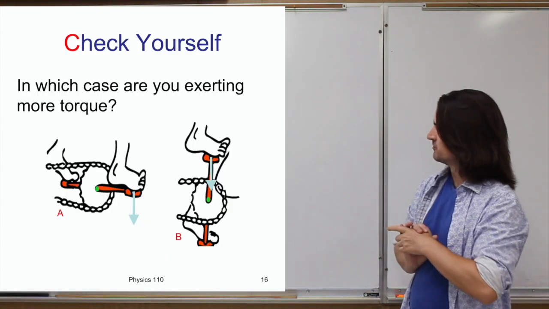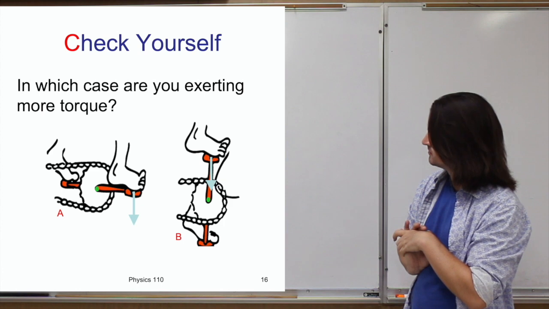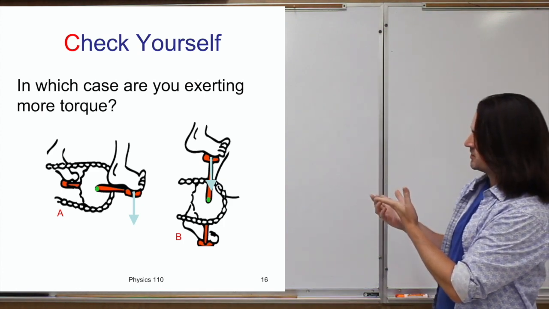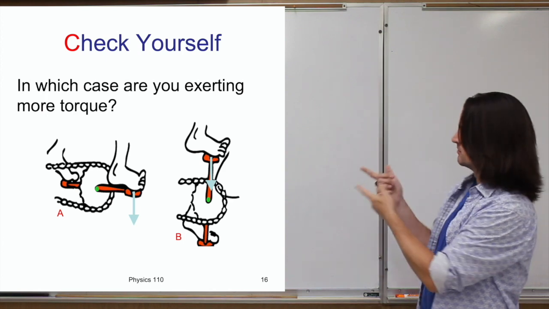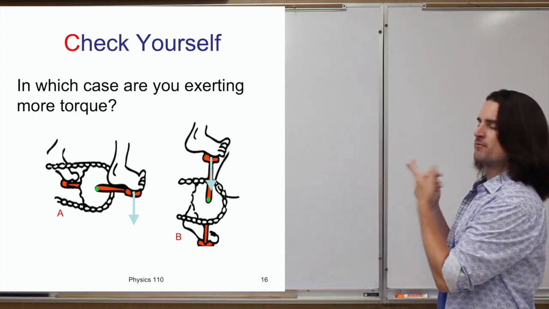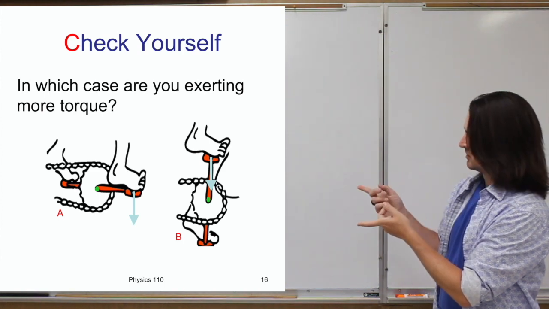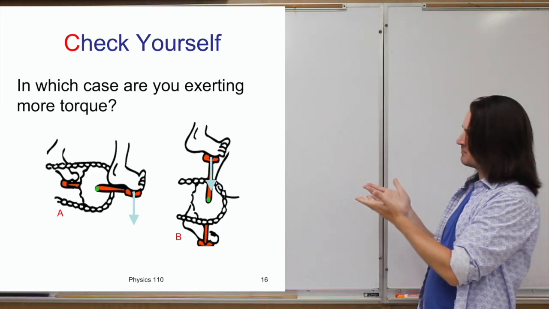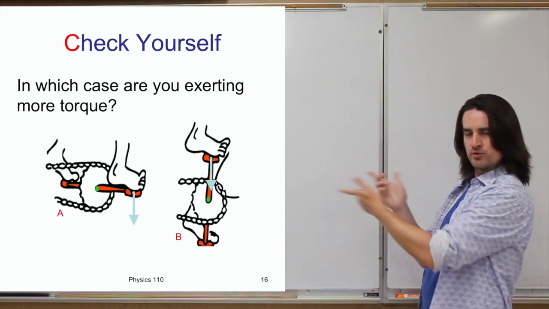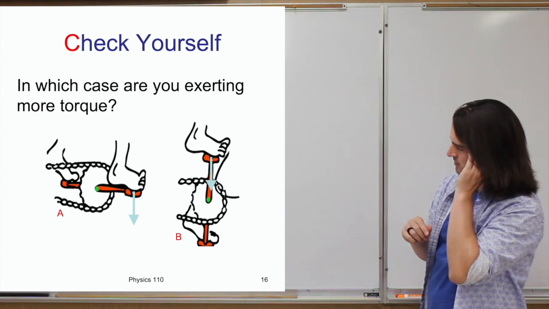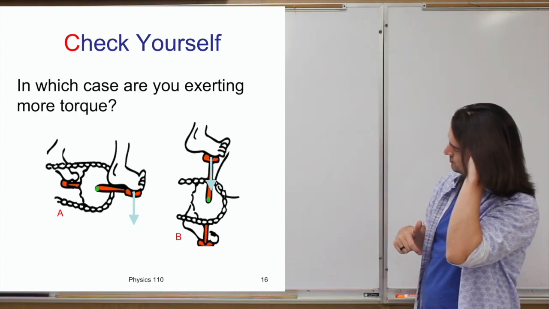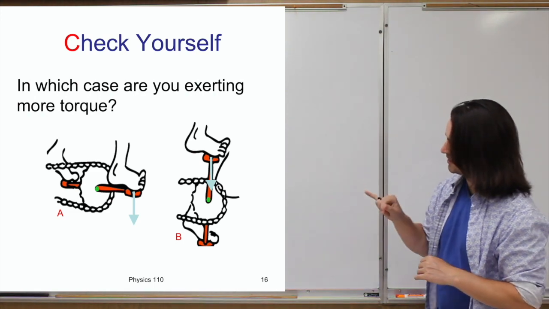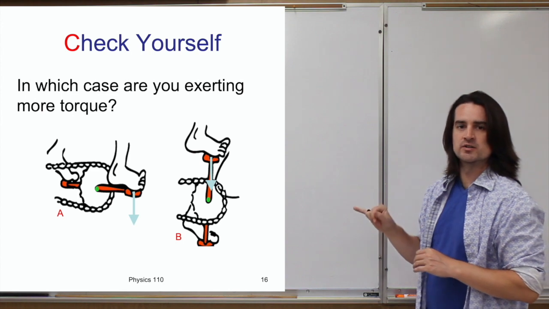A little check for yourself on torques. Looking at each of these pictures, which of them will be exerting more of a torque? The arrows indicate the direction the force is being applied. They're vectors representing the force, and they're the same length, so the same amount of force is being applied in both cases, and the direction, they're both down actually too. But they're trying to apply torques in different fashions. So which one of these would you say is exerting a greater torque?